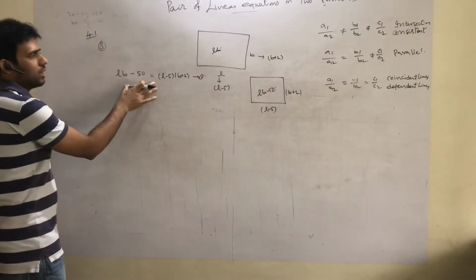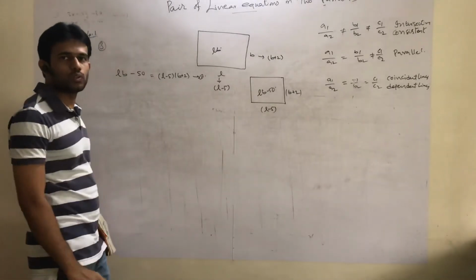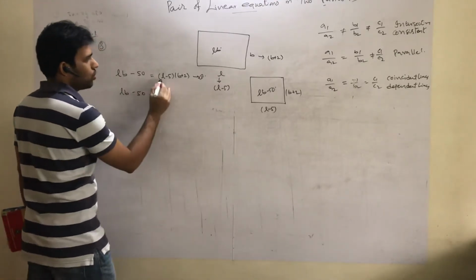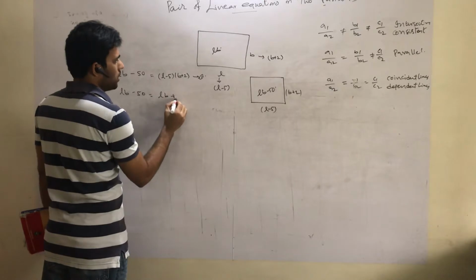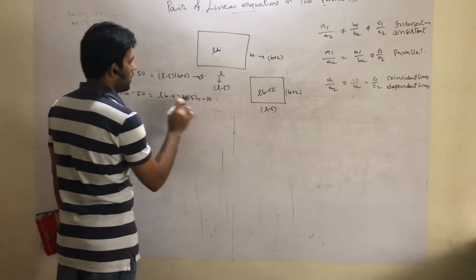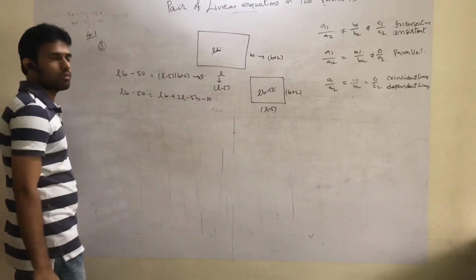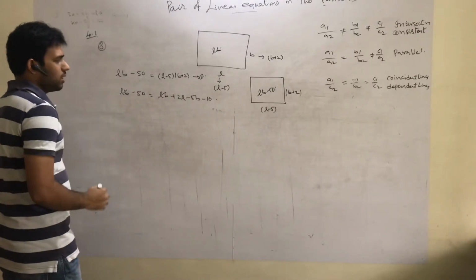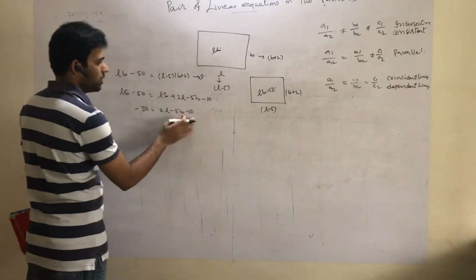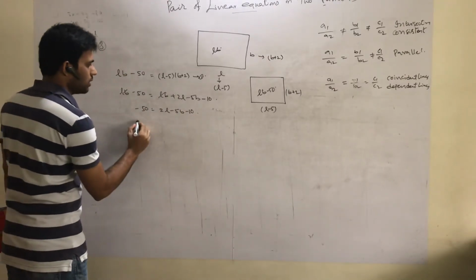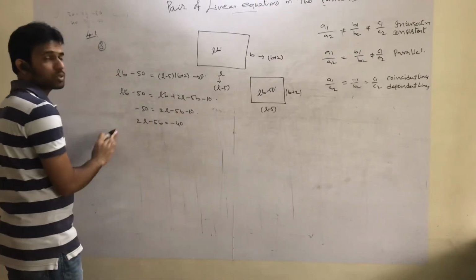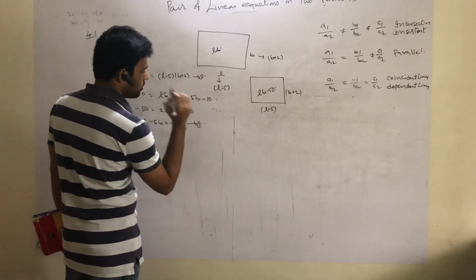So LB minus 50 is equal to (L minus 5) into (B plus 2). Hope this is clear. Let's resolve this. L into B is LB, plus 2L minus 5B minus 10. I'm just multiplying L minus 5 into B plus 2. So the LB, LB gets cancelled. So minus 50 becomes 2L minus 5B minus 10. If I send this minus 10 to this side, this becomes 2L minus 5B equal to minus 40. This minus 10 becomes plus 10. So this is equation 1.